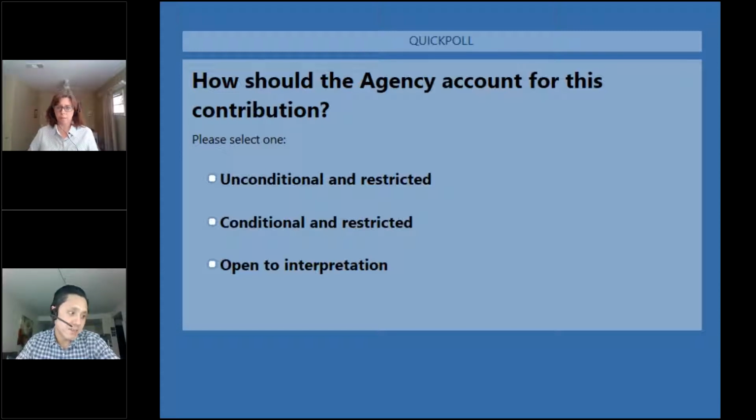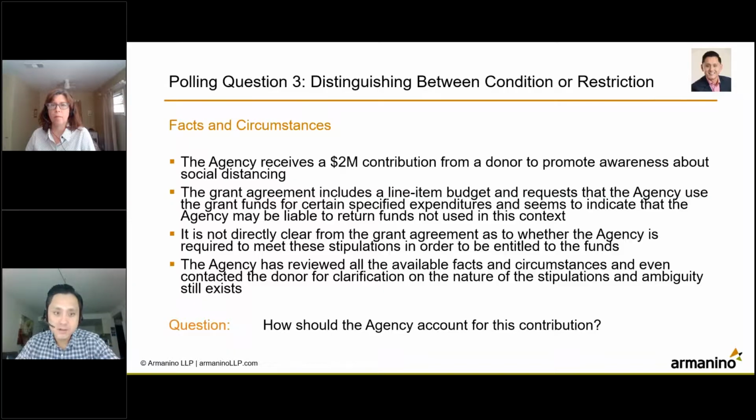We have 80%, 82% of folks have voted. Leave it on for another 10 seconds or so. All right, looks like the answers are in.